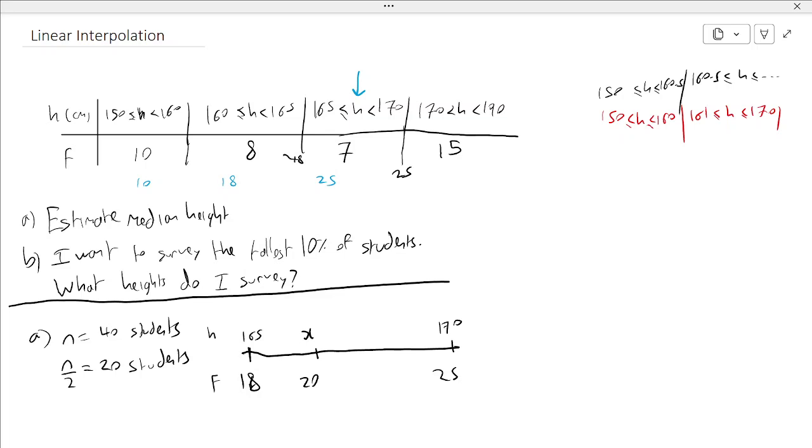From this point onwards, you'll just find the number that lies proportionally between 165 and 170, in the same proportion that 20 lies between 18 and 25. So that might have been a lot of words. The technique is pretty simple.